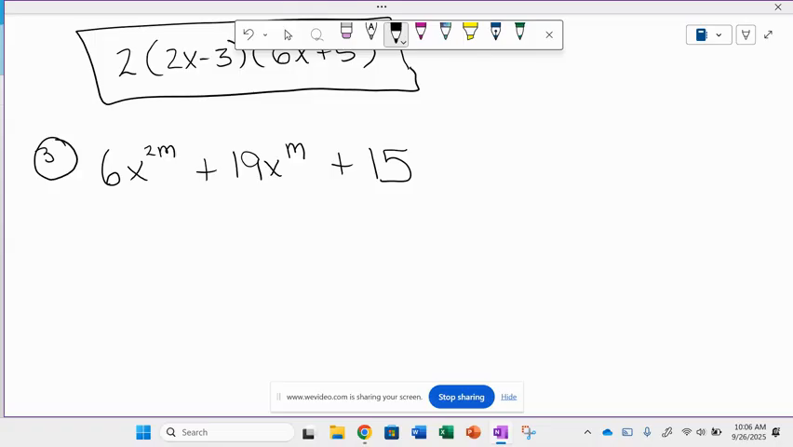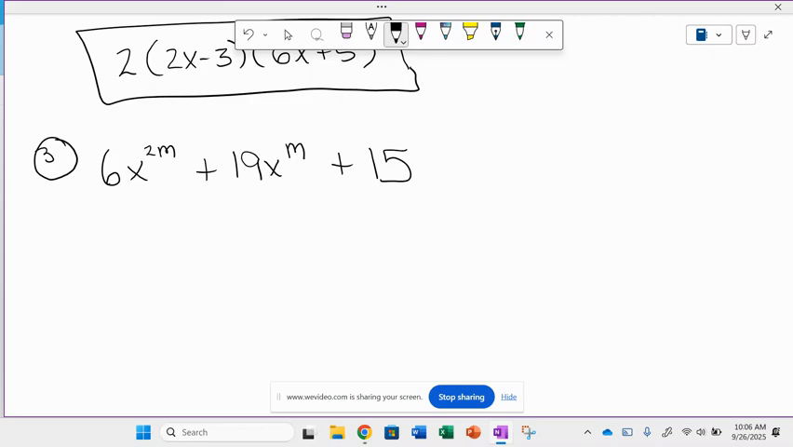Okay. So this is a little bit different. I have a variable in the exponent. So what I'm going to do, I'm going to make sure that this is factorable. And the way you make sure that it's factorable is if the first exponent is double the second one, that means it can still be factorable. So is 2m double m? Yeah, so that means we can still factor.